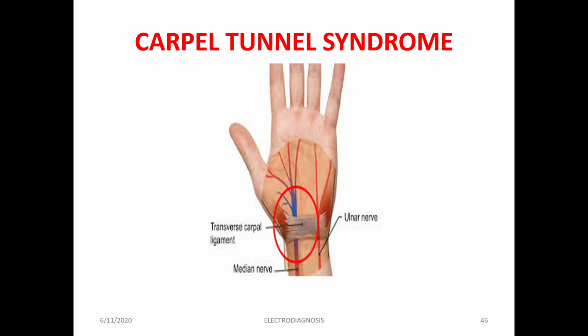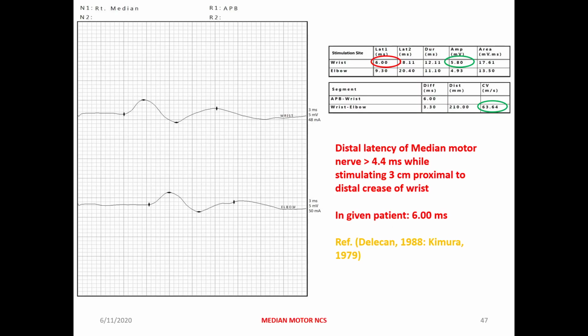So here in carpal tunnel syndrome, you can see we have this median nerve. We have to stimulate proximal to the wrist, and we have to record distal to the wrist at the APB, that is abductor pollicis brevis. Now you have to stimulate at the elbow again, and record at the APB, abductor pollicis brevis.